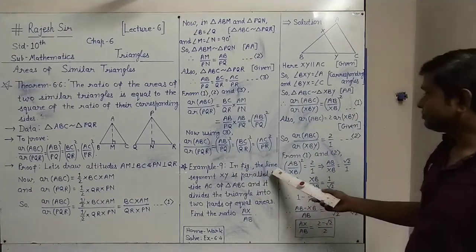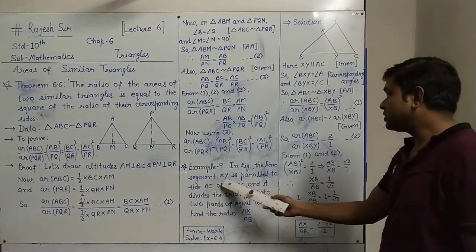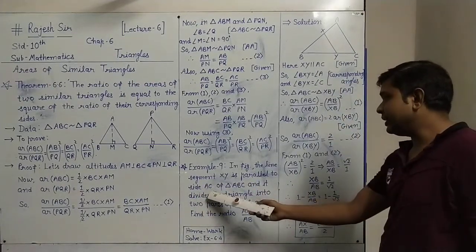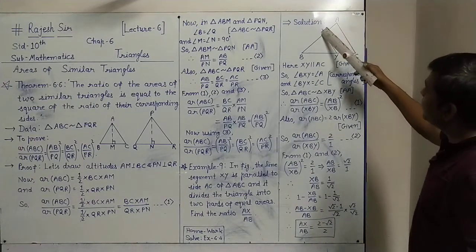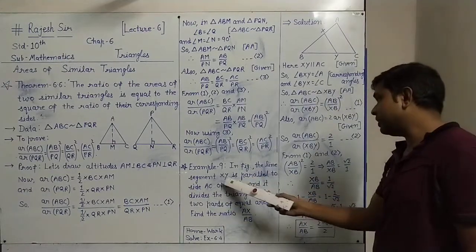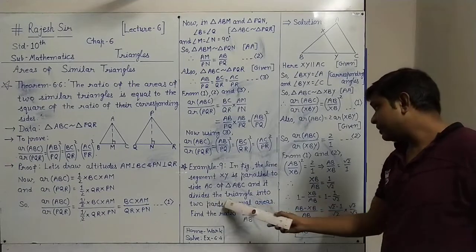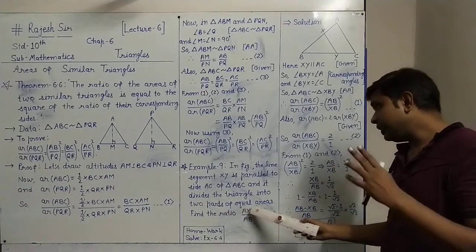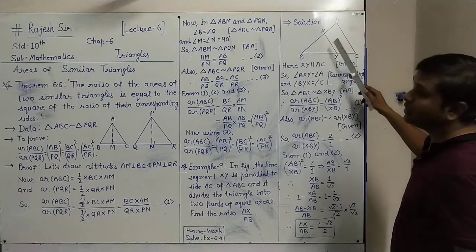In the figure, this figure is given in the question. The line segment XY is parallel to the side AC of triangle ABC. You can see the triangle ABC is given. In that, line segment XY is parallel to AC. This is given in the question. XY is parallel to AC. And it divides the triangle into two parts of equal areas. This XY divides the whole triangle into equal areas.